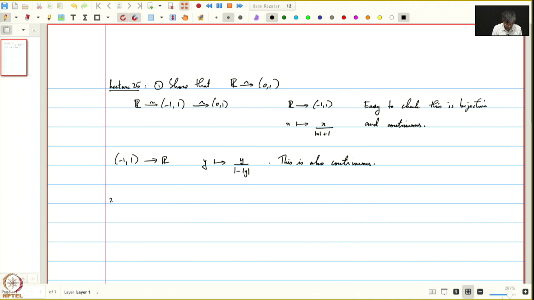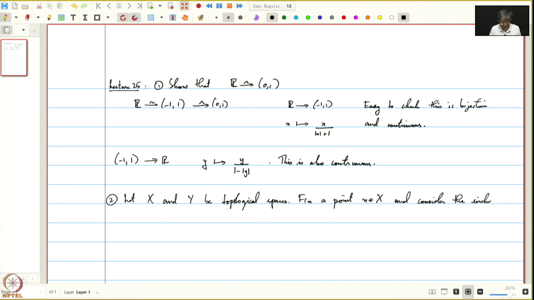This is one exercise. The other exercise I had mentioned was, let X and Y be topological spaces. Fix a point small x in X, and consider the inclusion from Y to X cross Y given by y maps to (x, y). Okay, so clearly this factors like this. Let's call this map F, and let's call this map F naught.